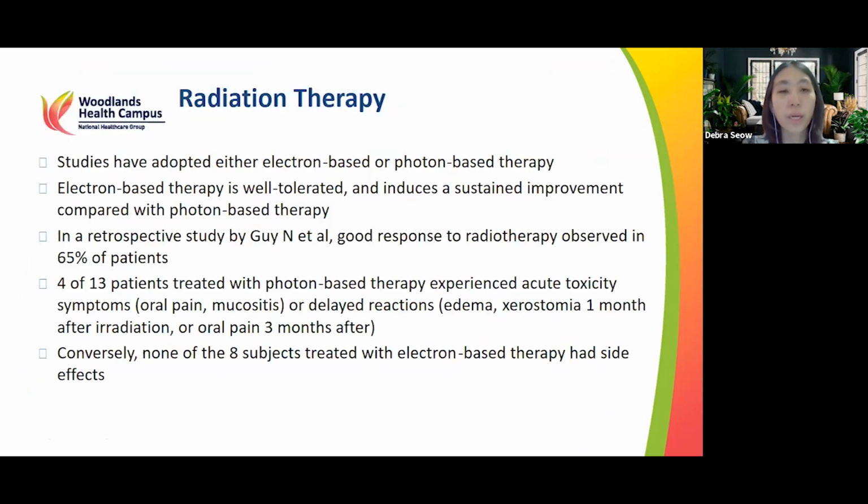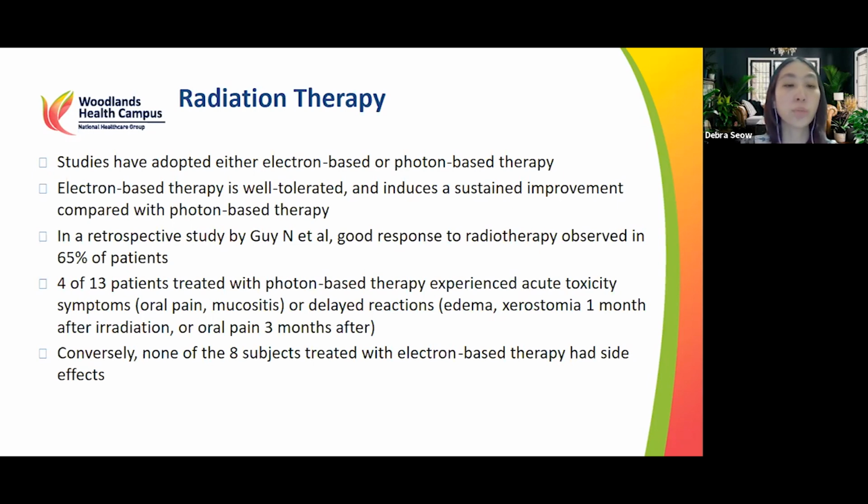And followed by that, if the Botox or botulinum toxin therapy does not work, they actually can consider things like radiation therapy, which can be either electron-based or photon-based therapy. So just to let you know how it works very quickly. Ionizing radiation is energy that is sufficiently strong to remove an orbital electron from an atom. And this radiation can be in the electromagnetic form, such as a high energy photon, or particulate form, such as an electron, proton, neutron, or alpha particle.